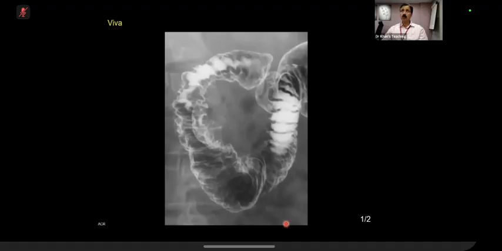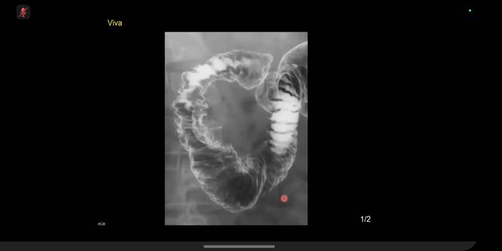Over to candidate 2. So this is an upper GI contrast study with a spot image projected over the duodenum. There appears to be some narrowing of the second and third aspect of the duodenum, and the space surrounding the duodenum, or the inner space surrounding the duodenum, appears to be slightly expanded.